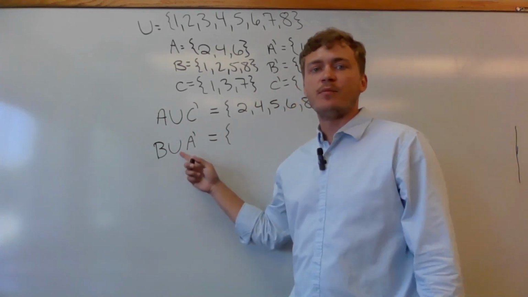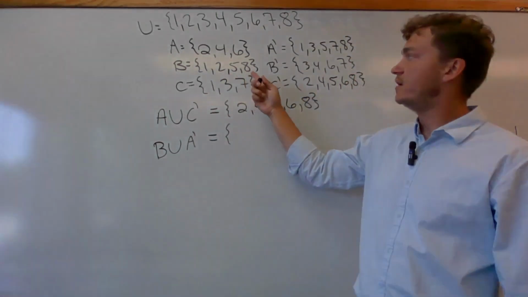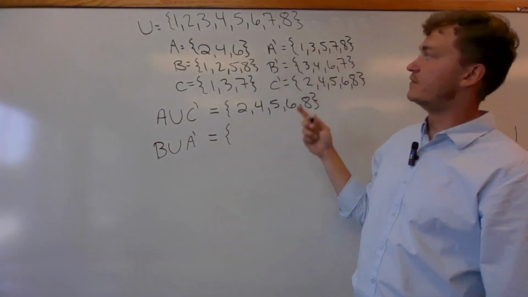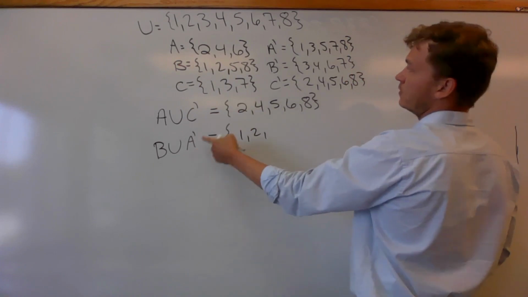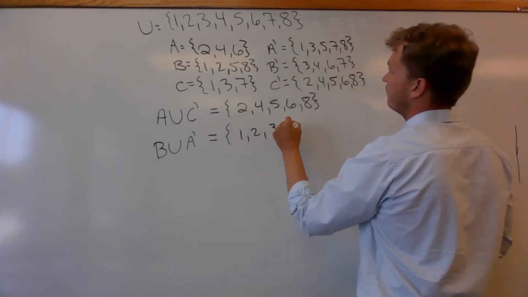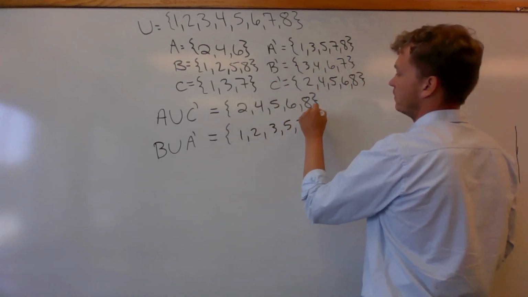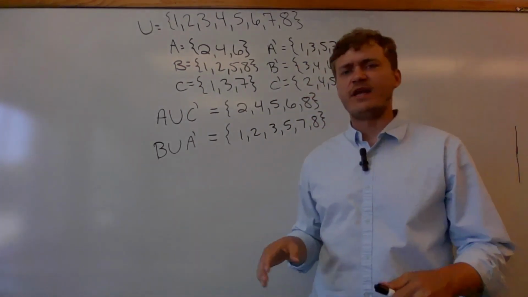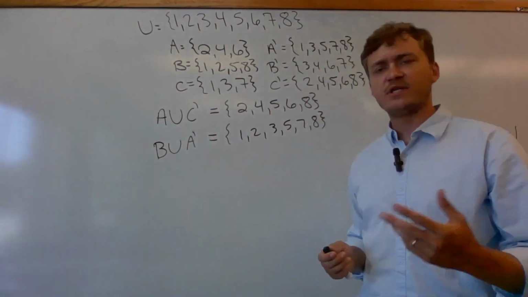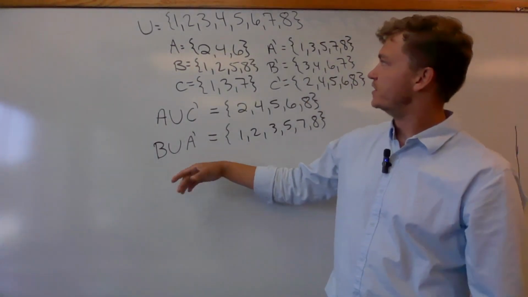B union A complement: look at B, 1, 2, 5, 8, and A complement, 1, 3, 5, 7, 8. We're going to list them all out: 1, 2, 3, 5, 7, 8. And if there's any error, please let me know in our comment section or email me there. But I'm just trying to go through that here.